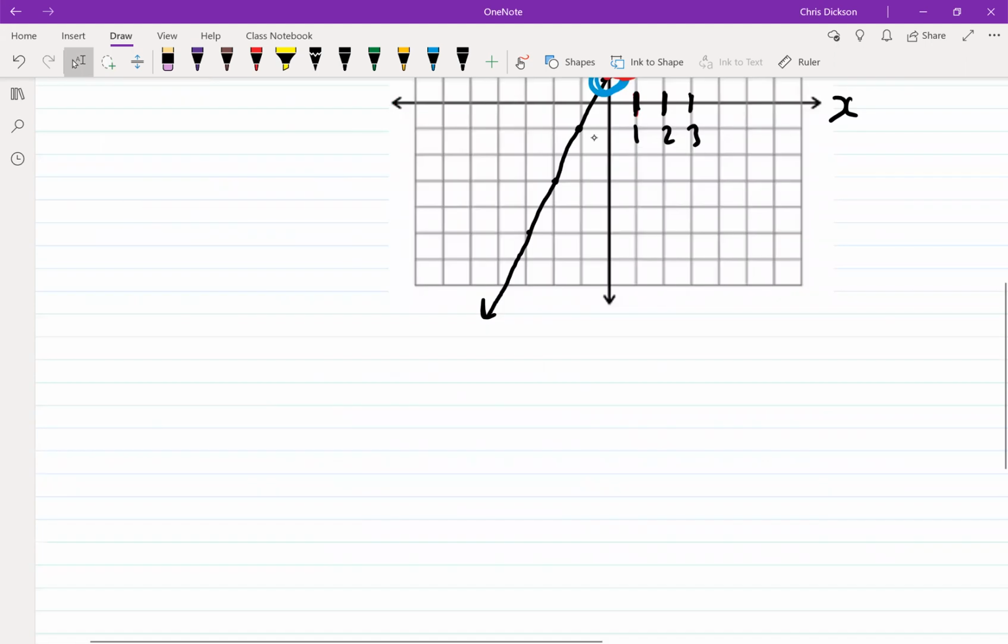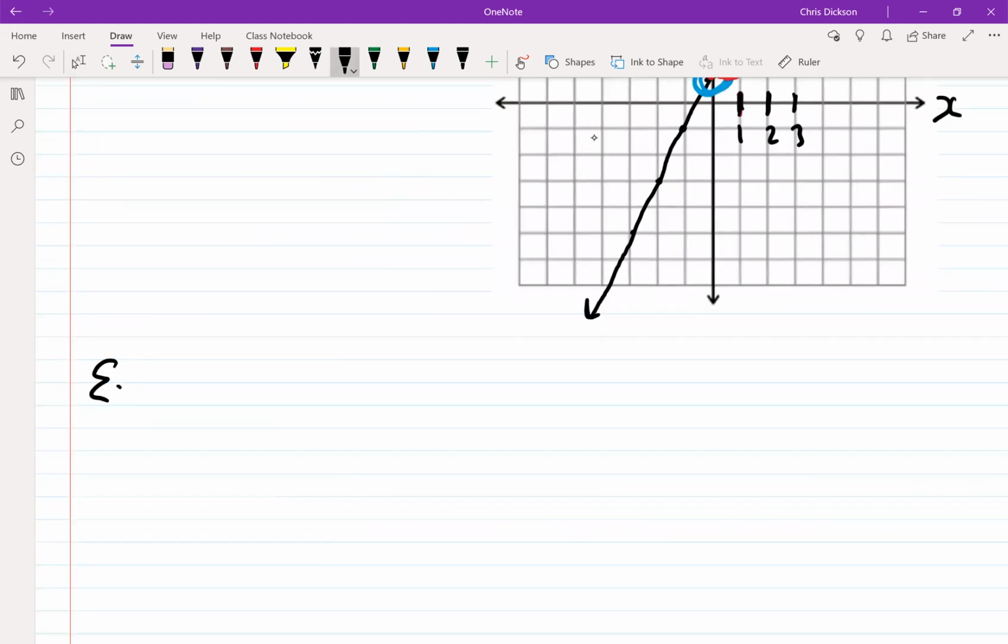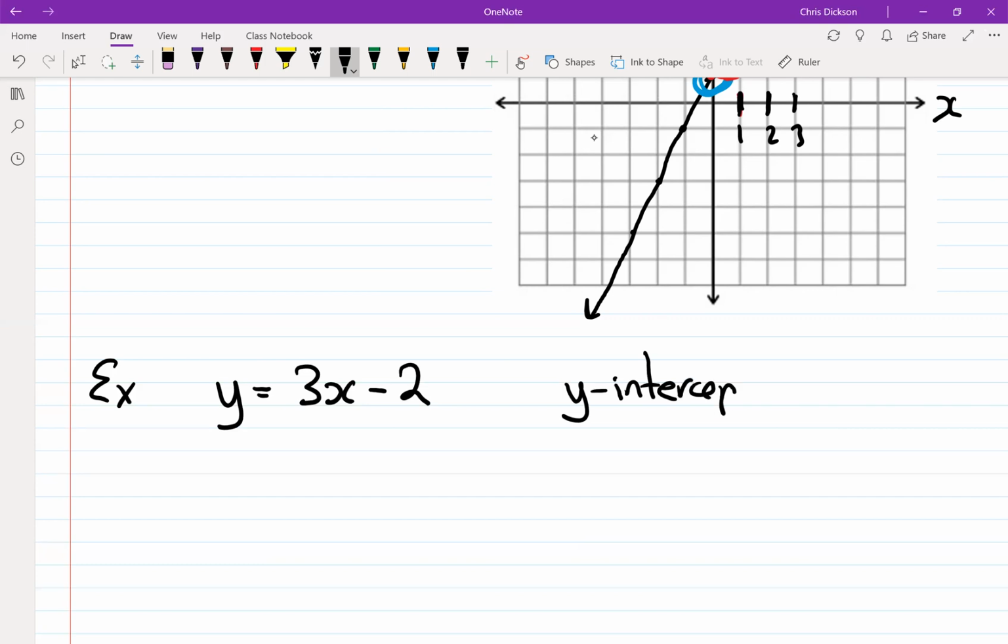Okay, let's try a separate question. And I'm not even going to draw it yet. I'm just going to write the equation as y equals 3x minus 2. So I want you to think of what number here is the y-intercept. And what number here is the slope? Because there's two numbers here. Which number represents the slope and which one represents the y-intercept here?